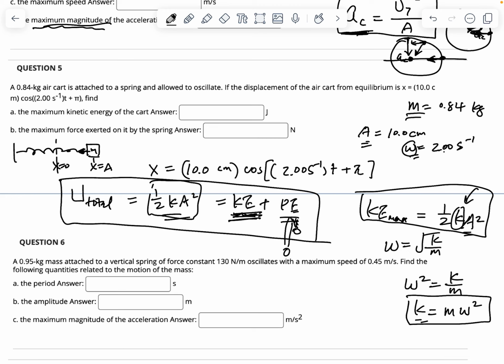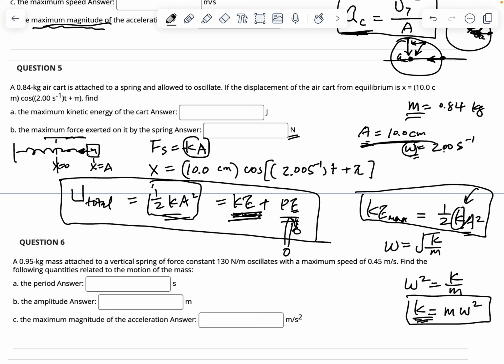So the maximum force will be the spring force F equal to K x, which is actually K A. You have a negative sign, but the sign doesn't matter since we ask about the maximum force. So this max force is K times A. You have K here, and you already have A. So you have the maximum force.